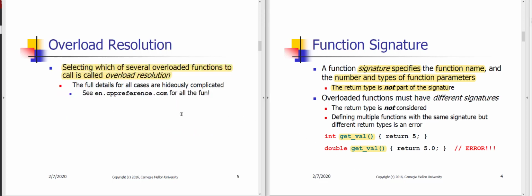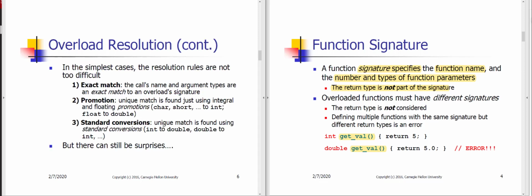So this process of deciding which of the various overloaded functions to call is referred to as overload resolution, and the details of this is ghastly. You can take a look at the full details of overload resolution in cppreference.com and various other sources. But for our purposes, we're going to be concerned with the three basic rules.